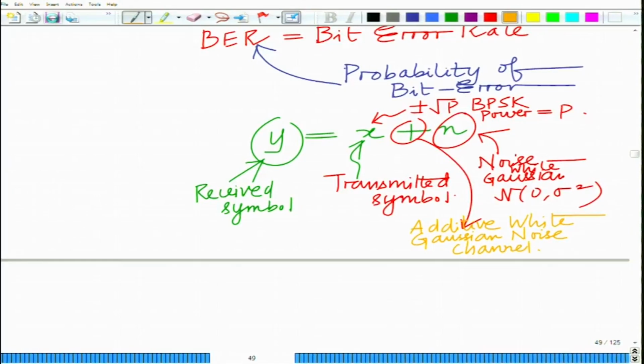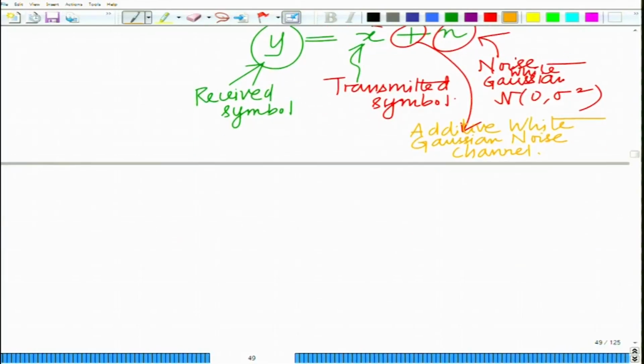Therefore, this is termed as an additive white Gaussian noise channel. And since this is an additive white Gaussian noise channel, if you are transmitting BPSK symbols with power square root of P, then the SNR is nothing but the signal power divided by the noise power, that is sigma square, and we can denote this by gamma.